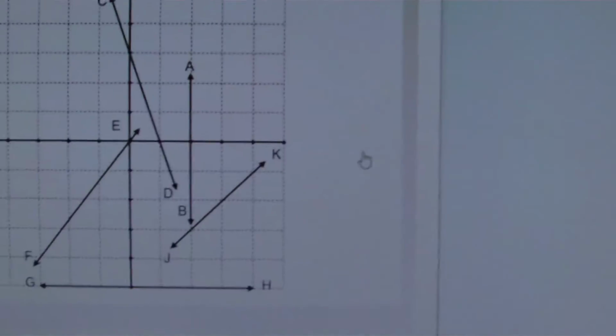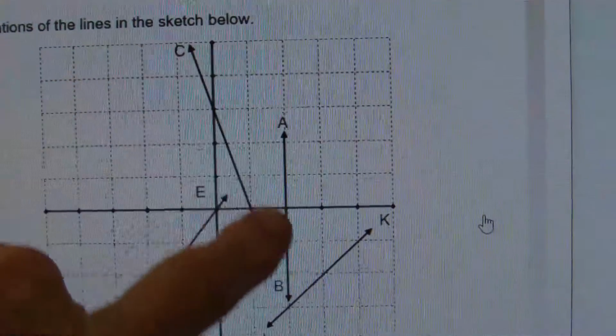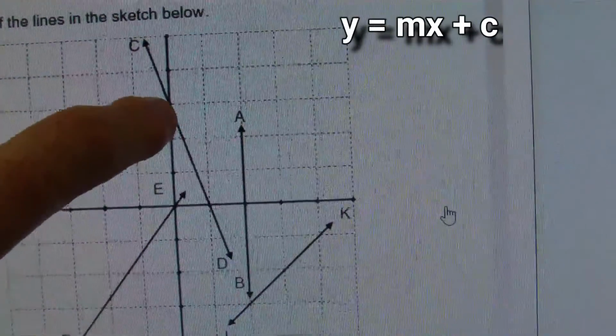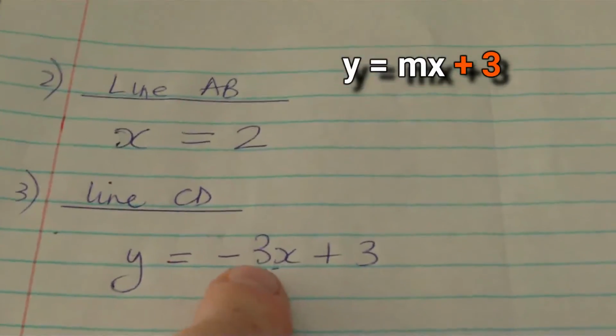The equation of line CD. CD is this line here. Alright, I can see that that line is cutting through the y at 3 there. So how do we get the gradient though?